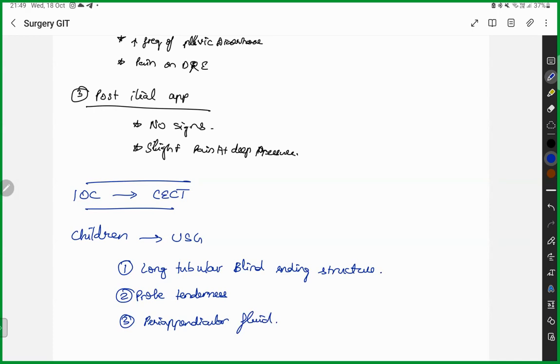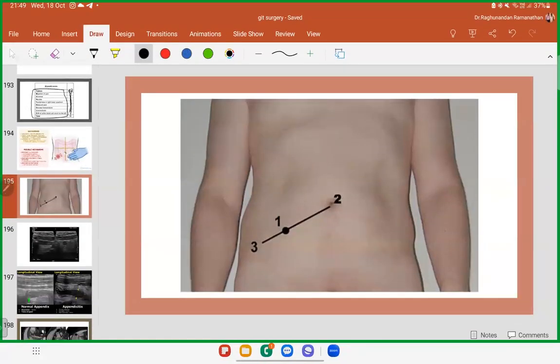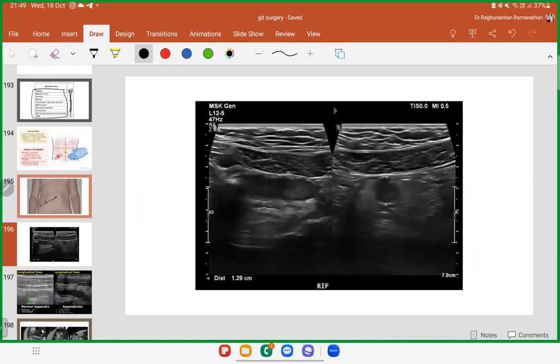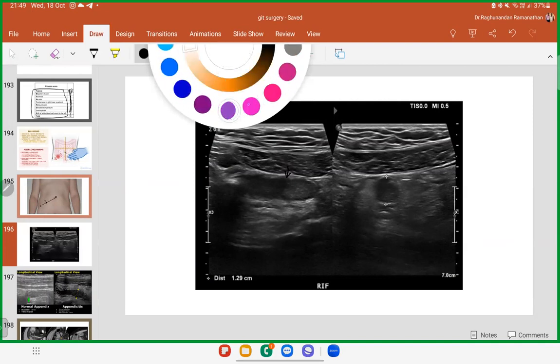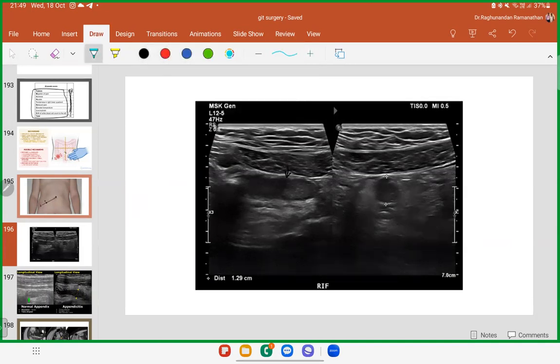What happens in your finding in your USG? I'll show you those findings in detail. So can you see here? So this is a finding. There is going to be a blind ending tubular structure. There will be probe tenderness. Appendicolith can be present, and periappendicular fluid collections you can also visualize.